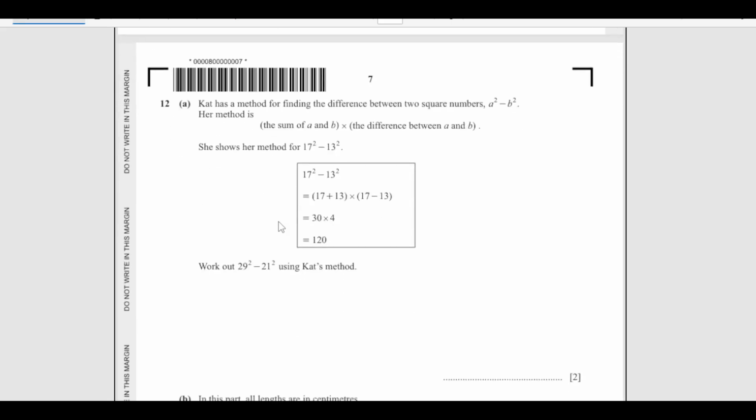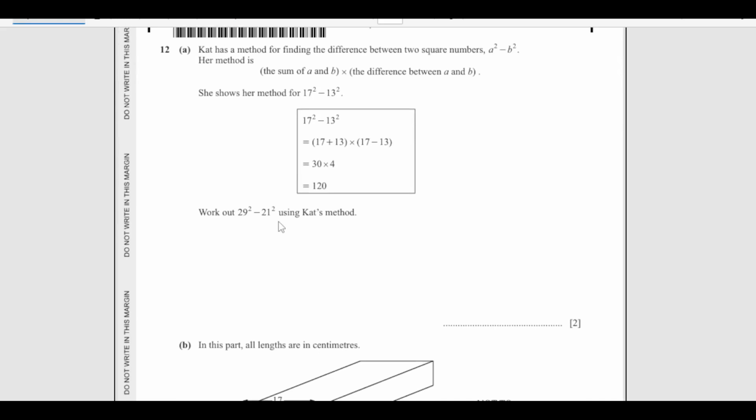Now number 12, Kate has a method of finding the difference between two squares: a squared minus b squared is the sum of a and b times the difference between a and b. So that's what she did here for 17, and we will do the same for this. The sum of the numbers is 29 plus 21 times the difference of the numbers. So 29 plus 21 is 50 times 29 minus 21, which is 8. 8 times 5 is 40. So this is 400.